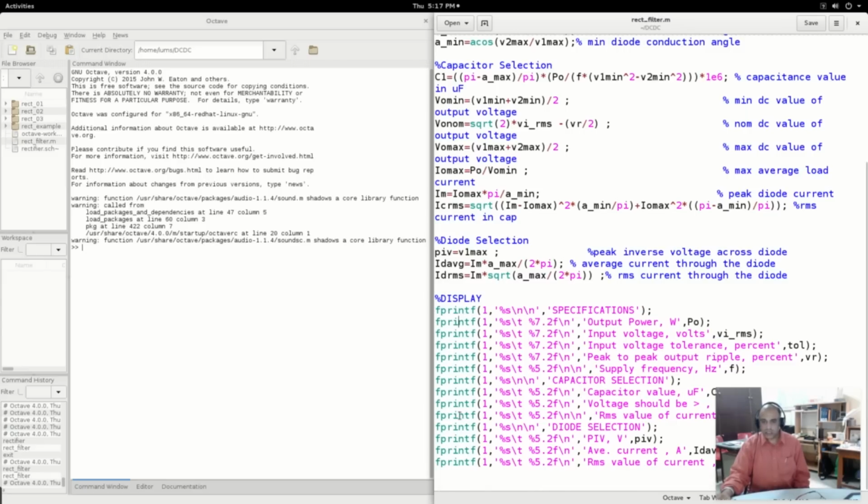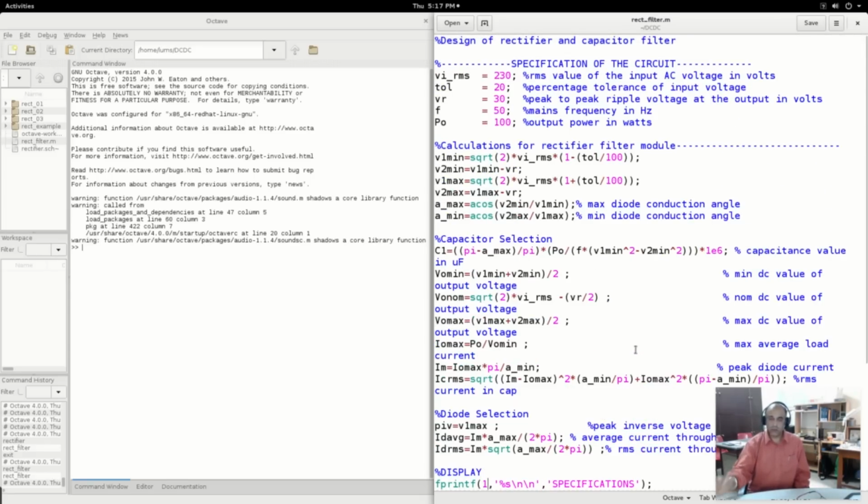Then finally the display. I have used the fprintf statement. One I have used so that it is put onto the standard output. You could put it to a file also, and this is just like your C syntax: specifications, output power, capacitor selection values, and diode. So these are the parameters that you would like to see. I will also upload this into Google Drive so that you can have a look at it and then try to make your design script files along these lines.